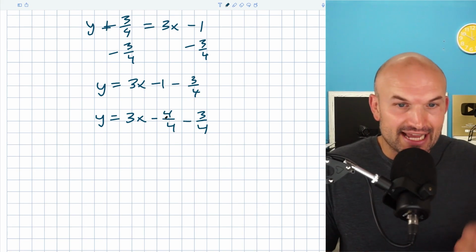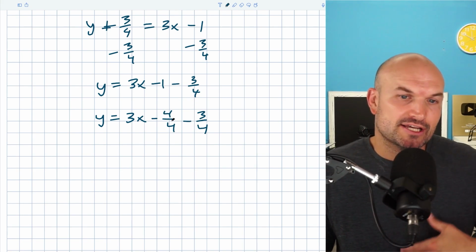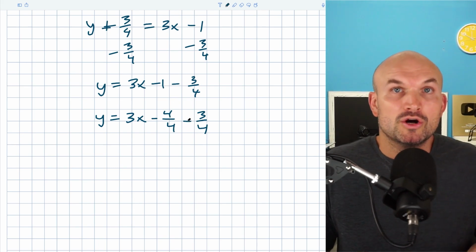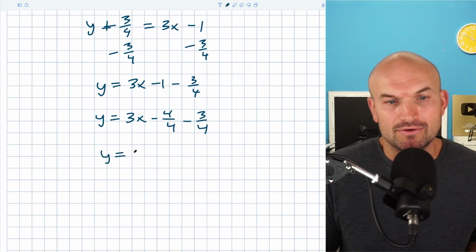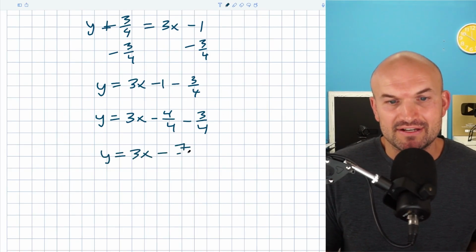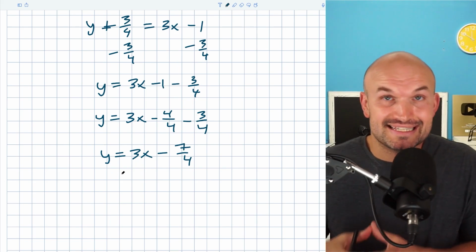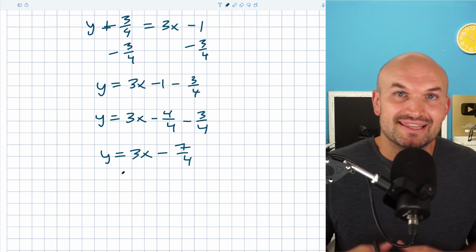Now, in this case, I have a negative fraction minus another fraction, right? So this is like you owe me 4/4, and then you're going to borrow 3 more 4ths. You're now going to owe me a negative 7/4. So y is equal to 3x minus 7/4. So there you go, ladies and gentlemen. That is the step-by-step example to writing the equation of a line when given 2 points.